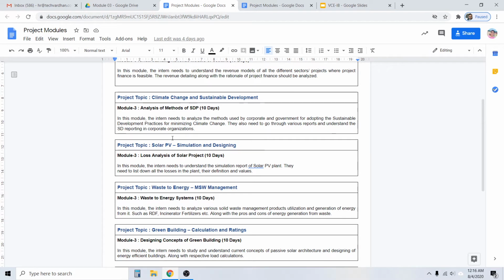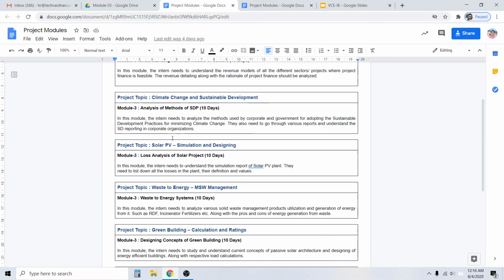Solar PV simulation and designing, loss analysis of solar project. So you generated a PV system report in module 2. When you go through the PVSyst report, you find out that yes, if 100 units of radiation is falling on a surface and the PV module is converting 20% of that into electricity, but actually the electricity which is injected in the grid is not that 20%, it is about 16%. So where has that 4% gone? Why not 20?